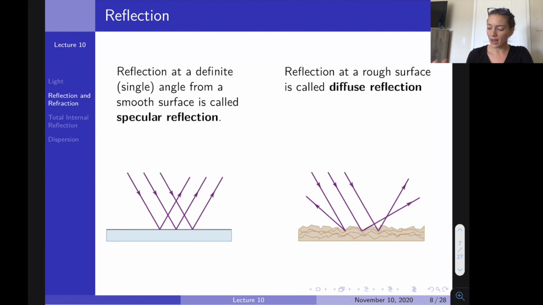Now, when we have reflection at a rough surface, like concrete, you obviously can't see your reflection in concrete, and part of the reason is that when you have a rough surface, the reflected rays get reflected in all different directions. So this is called diffuse reflection.